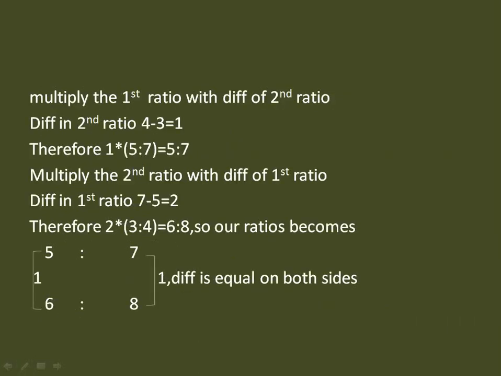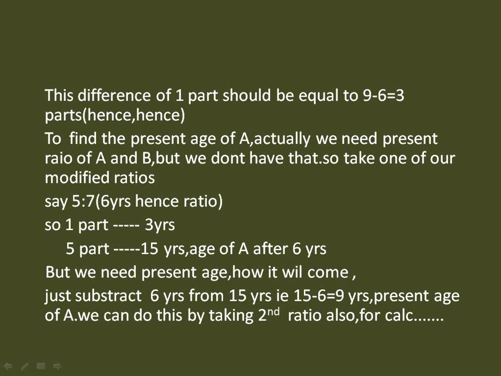One part equals 3 years. So we want to find the present age of A. Here, what is the number representing the age of A? 5. One part is 3 years and 5 parts are 15 years. What is this? Age of A after 6 years. This is the 6 years hence ratio we have taken, but we need the present age. So after 6 years, the age of A is 15 years. Just subtract that 6 years from 15 to get the present age of A. 15 minus 6 equals 9.